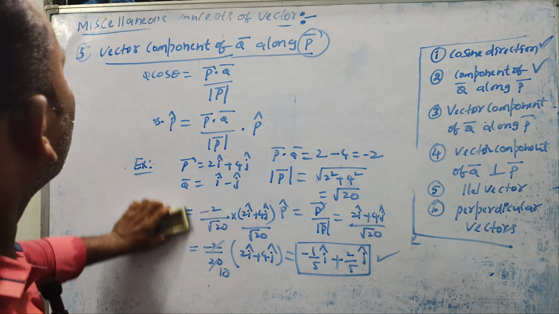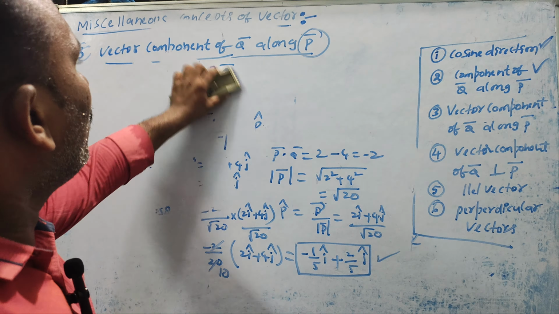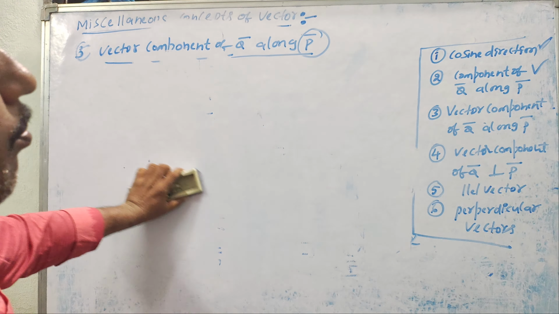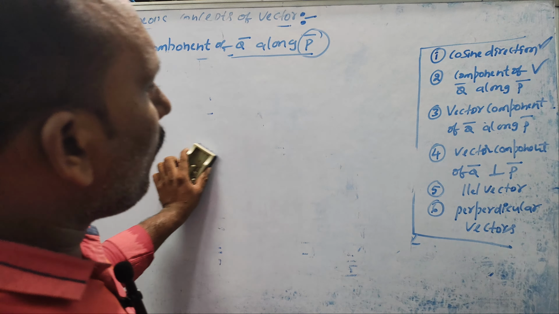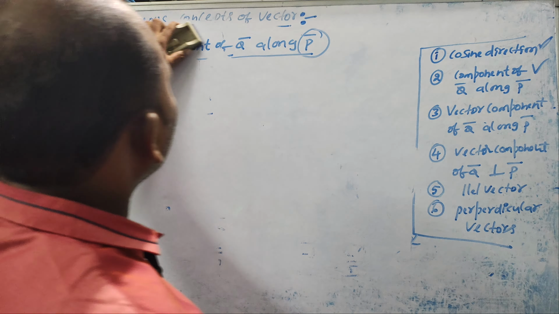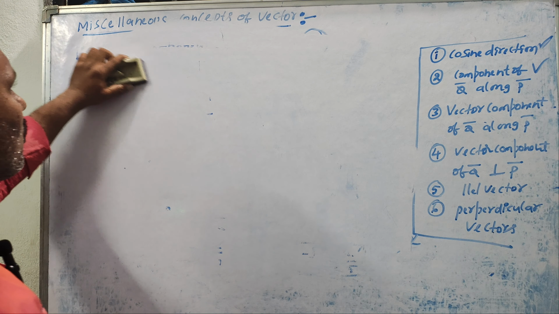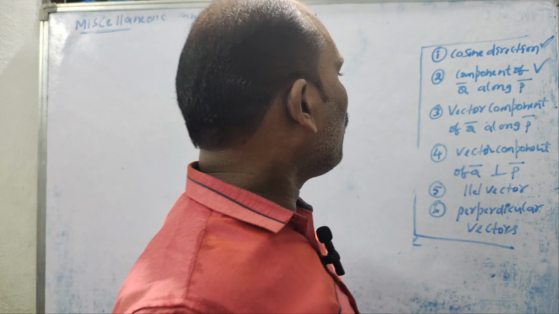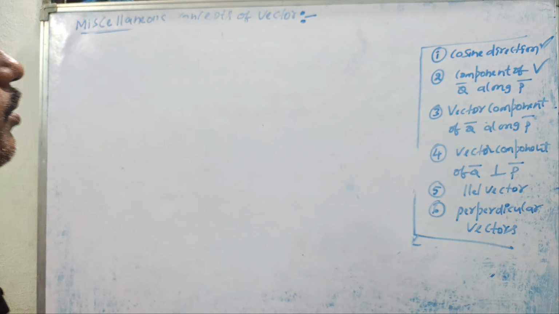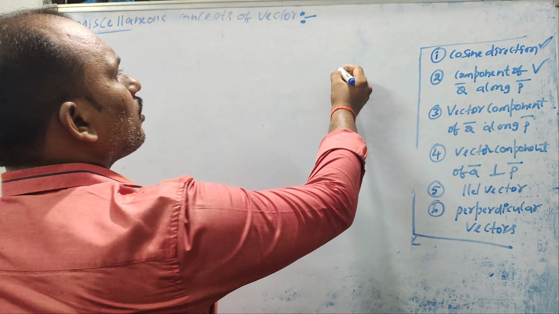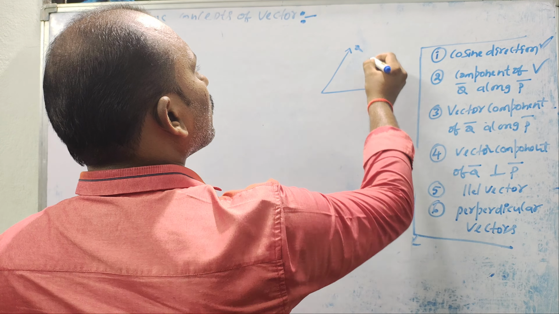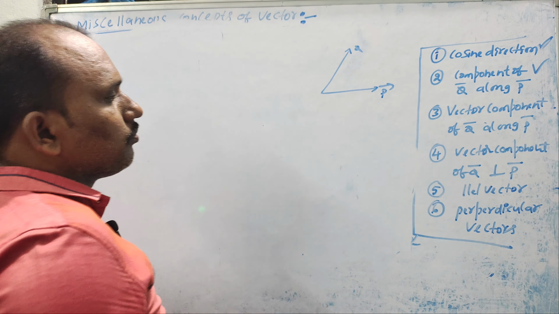Now let's see here, we move on to the fourth one. What is the fourth one we are discussing? The vector component of Q bar perpendicular to P bar. Now we are tackling the vector component of Q bar perpendicular to P bar. Let's see an example of this. So this is Q bar, this is P bar.